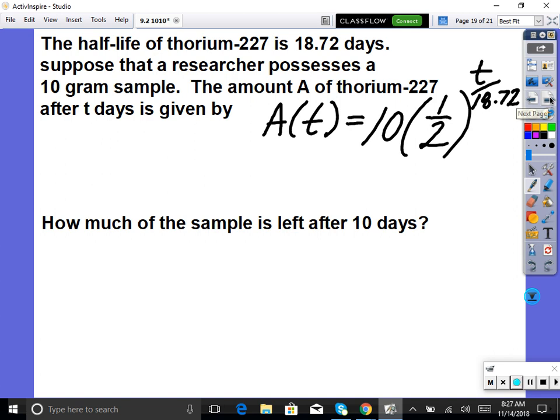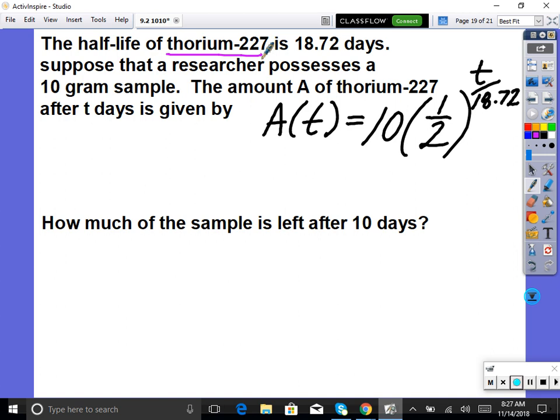It says the half-life of thorium-227, that's just a name, that's not mathematically anything we plug in. It says the half-life of thorium-227 is 18.72 days. Suppose that a researcher possesses a 10-gram sample. The amount A of thorium-227 after T days is given by this formula. How much of the sample is left after 10 days?